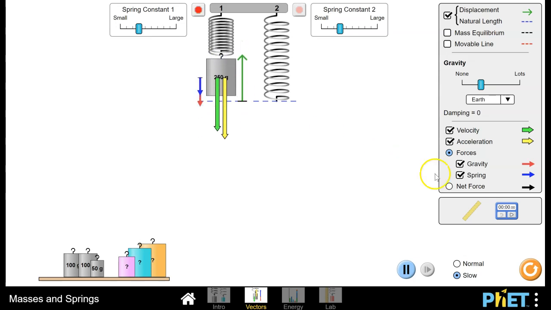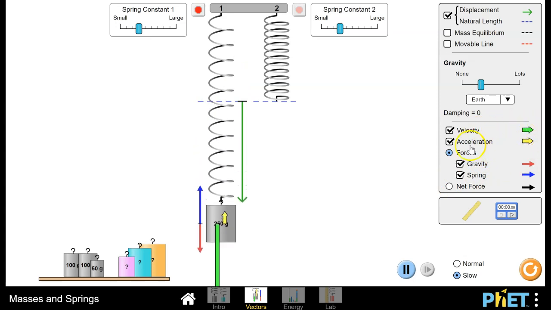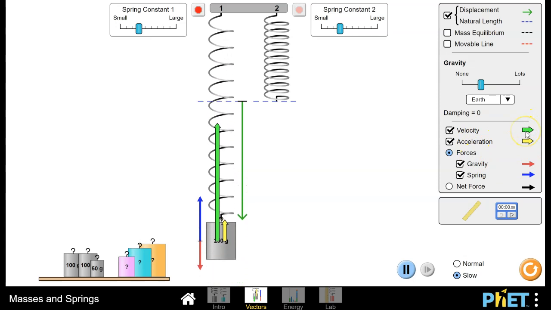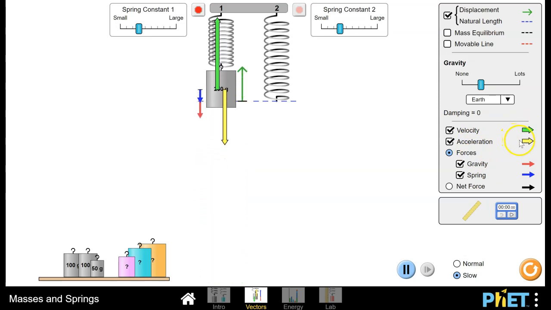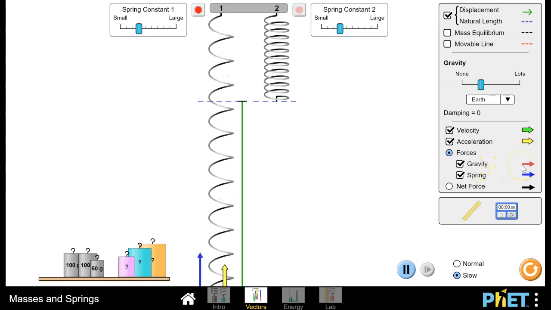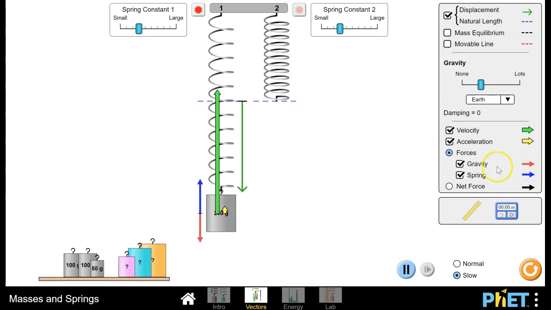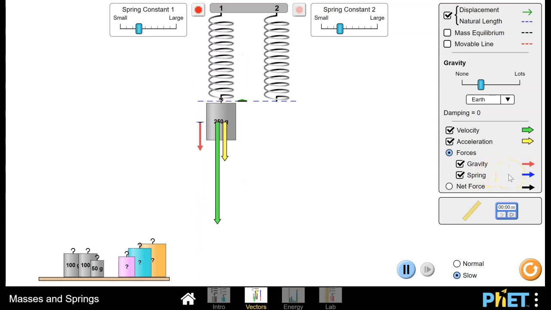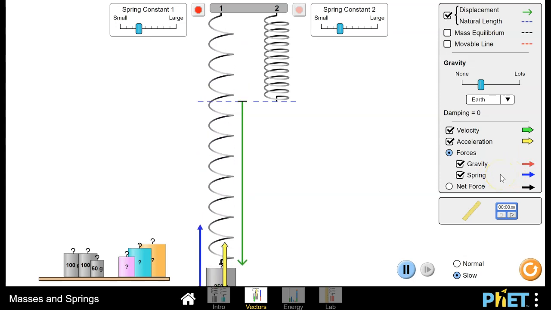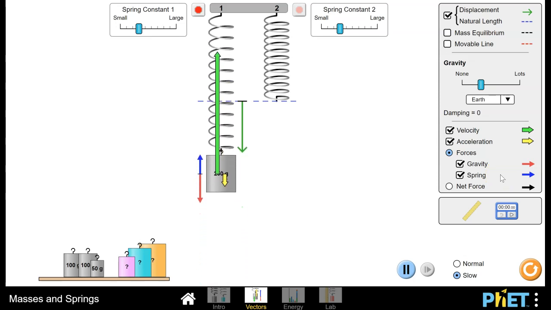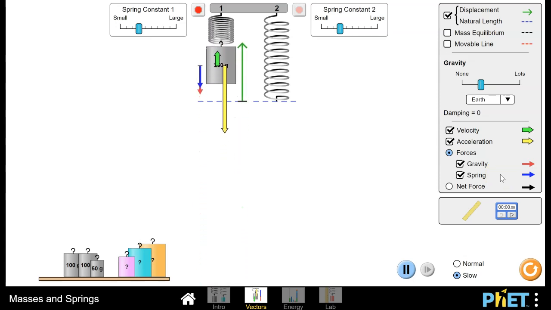Notice the different color vectors. We've got a key on the right side. The green one is our velocity, the direction of our motion. The yellow one is the direction of the net acceleration. Then we have our individual forces. With gravity, what direction is gravity always pointing? And then we have our spring force, which is changing direction based on its compression. Remember that the spring force will always point back towards that natural length position, that equilibrium position.